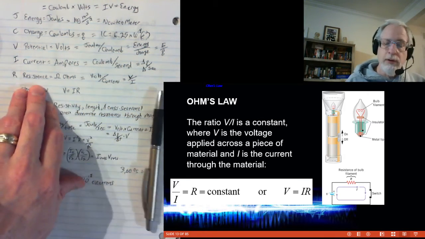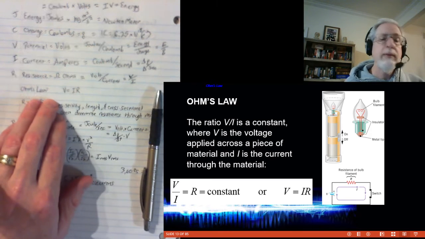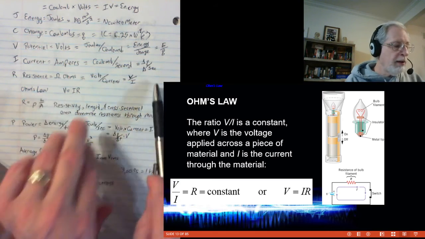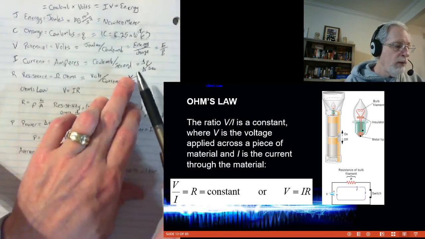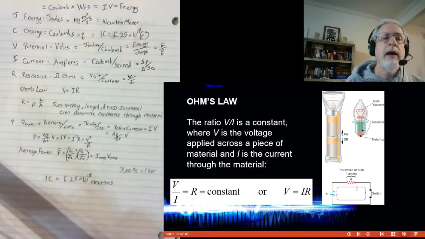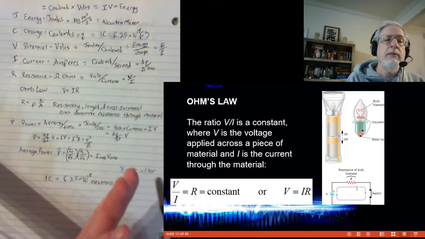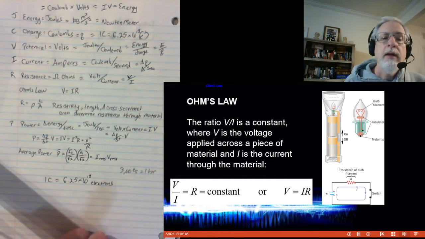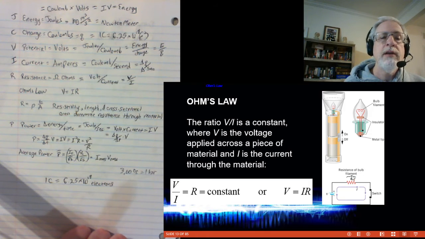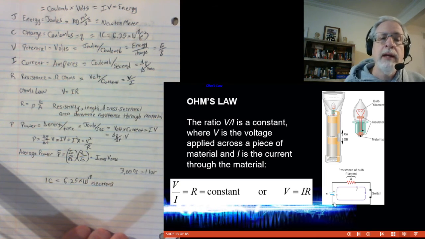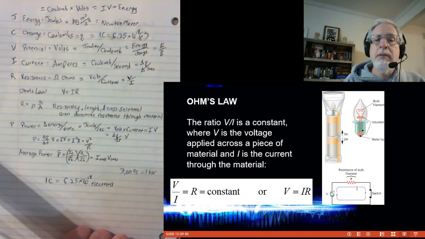And the way we relate these two, if hopefully resistance makes sense, is through something called Ohm's law. Ohm's law tells us that the ratio of voltage to current, that ratio V over I, is constant based upon resistance. So the ratio V over I is a constant where V is the voltage applied across a piece of material and I is the current through the material. So for any given piece of material, in this diagram, V over I is constant in the resistor, and V over I is constant in the wire because it's a different material.